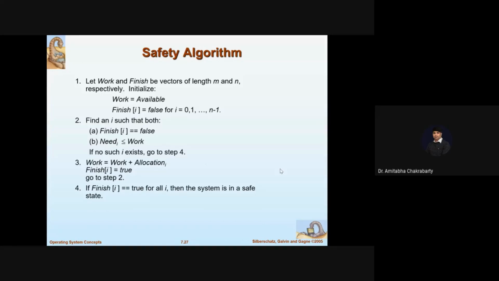That means in the initial stage, all the processes will be false because they did not finish. And then step 2, find i such that both finish[i] equal to false and need i is less than or equal to work. What this means is, let's say we start with i equal to 0. So we start with process 0. Initially, all the processes are false. Make sense?